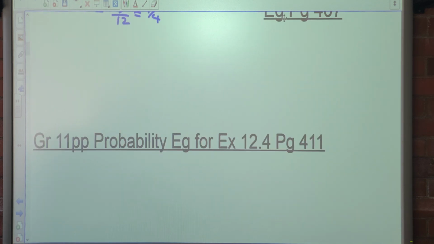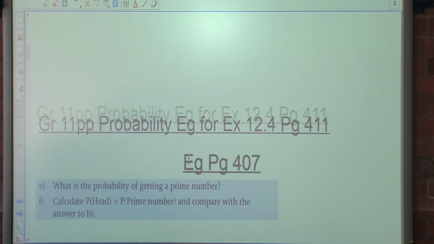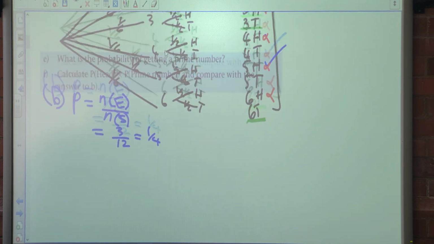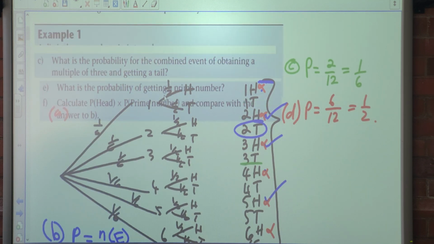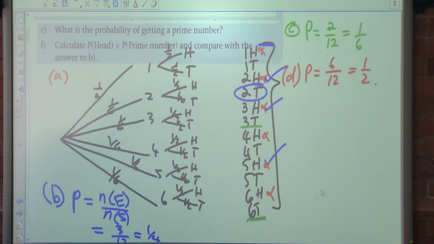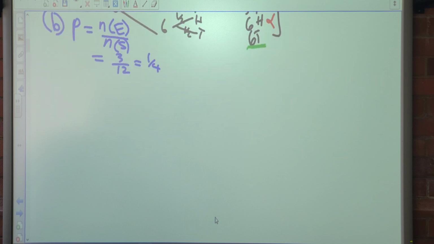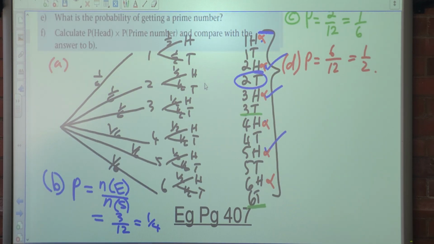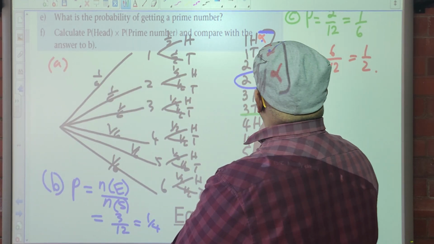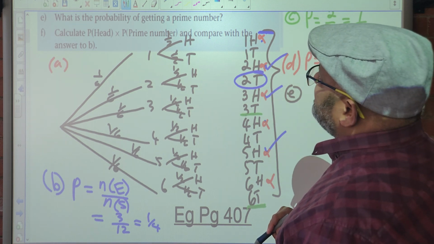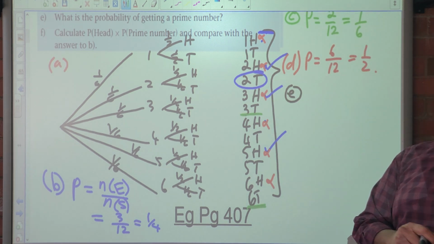Let's look at the next example. Still the same. Right, E. E says, what is the probability of getting a prime number?